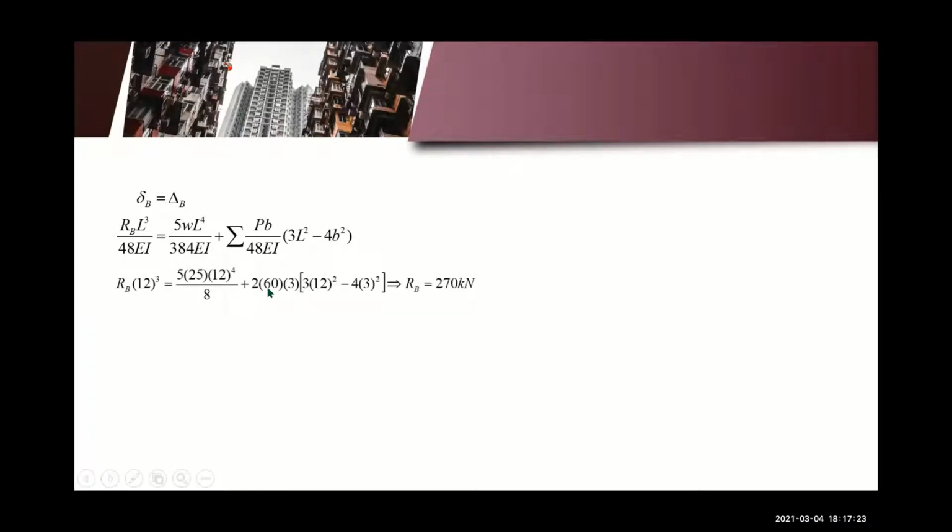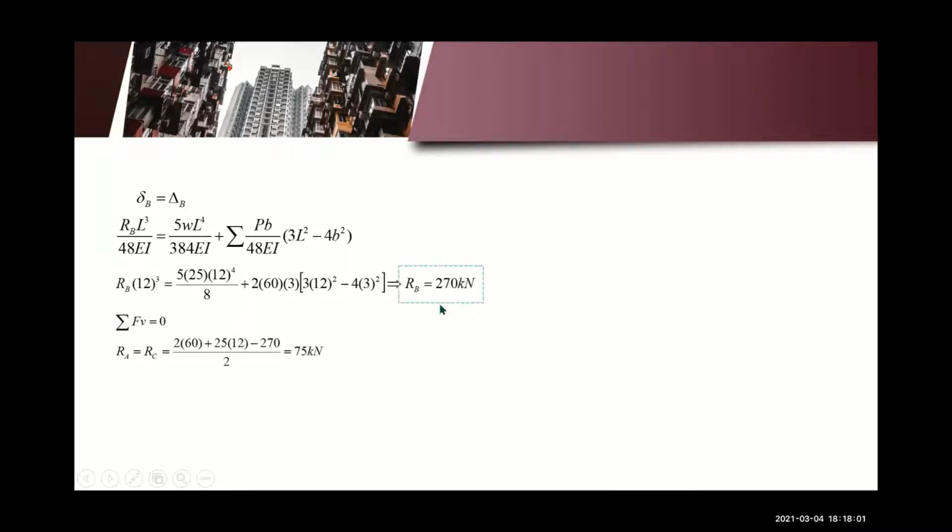Here it is 2 times 60 times 3. And then, substitute the values. The L is the total length of the beam. The b is the distance of the concentrated load to the nearer support, and then 5wL raised to the 4th. Now, to those who ask, EI will be cancelled kasi, di ba, meron pa sa kabila. So, EI will be cancelled. What will be left here is your RB. So, solving this, you will get your RB, which is equal to 270 kilonewton.